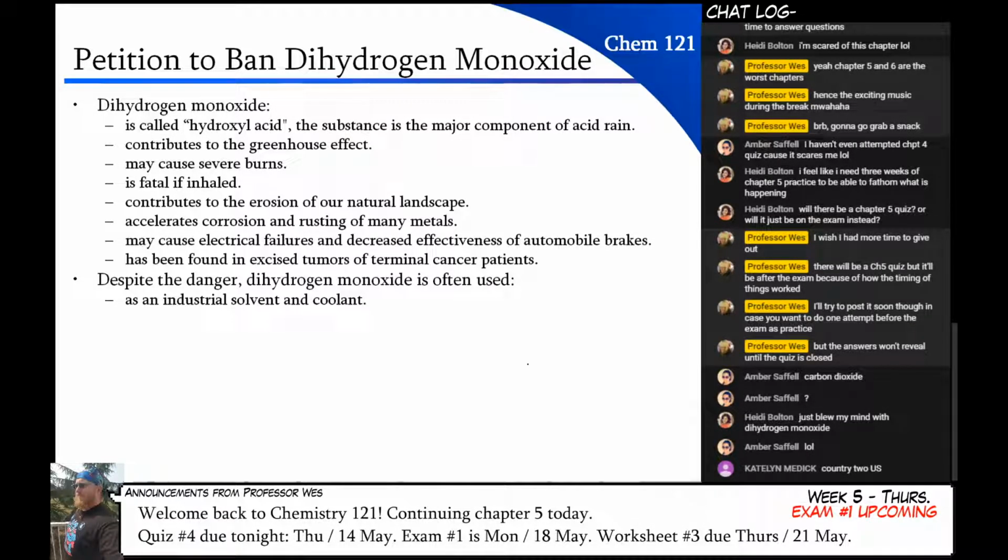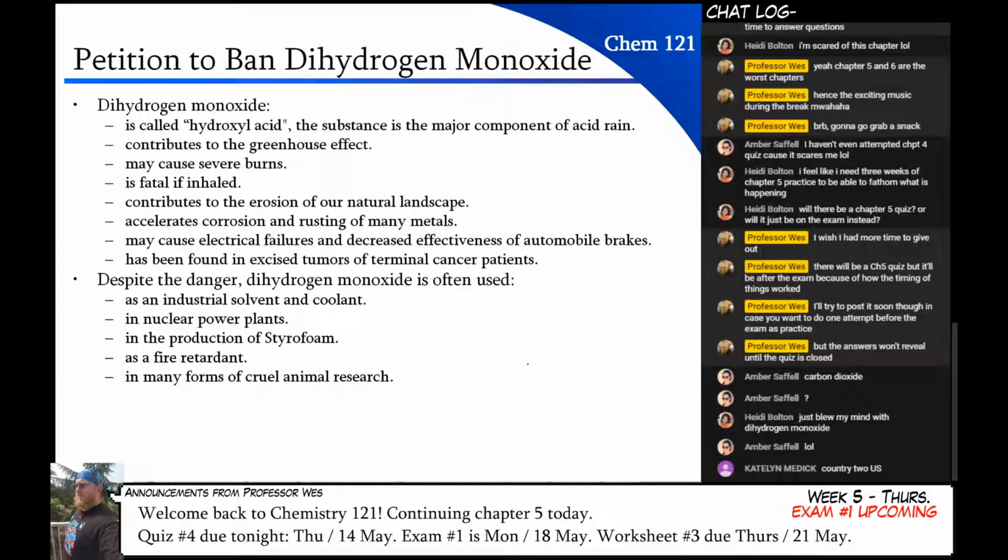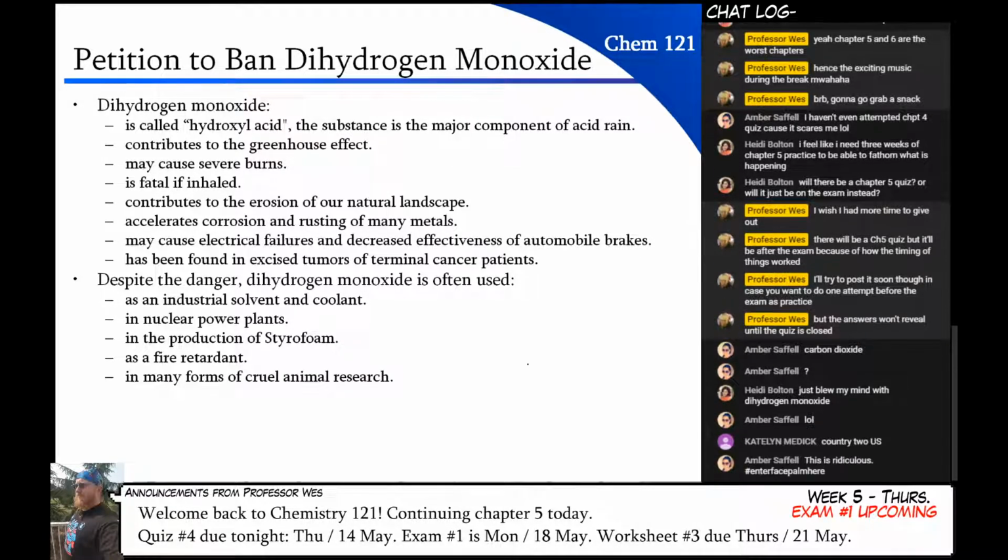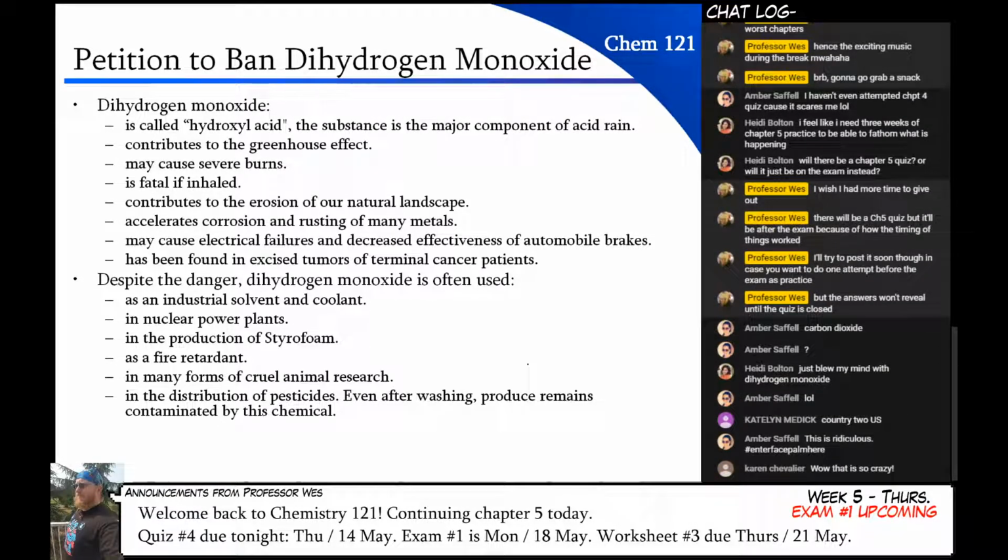And here are things that we use it for, and this is just terrible. We use it as an industrial solvent and coolant. You use it in nuclear power plants. Do you want nuclear power plants to be contaminating your acid rain? We use it to make styrofoam. It's used as a fire retardant. It's used in animal research. It's used in pesticide. Even if you wash your vegetables, your produce still has it on them. It's used in junk food.